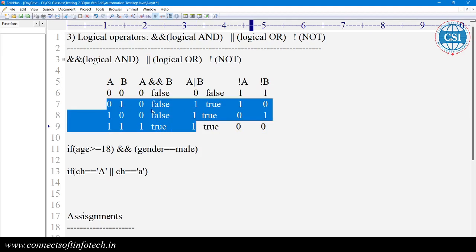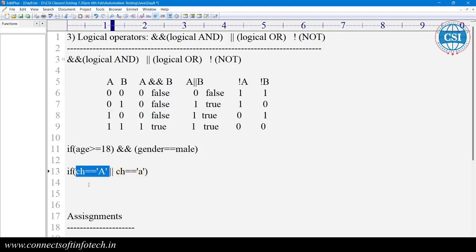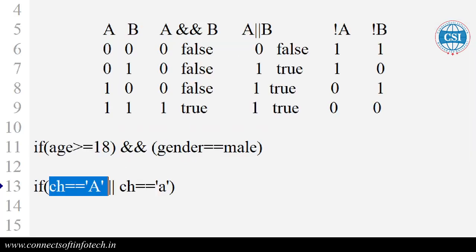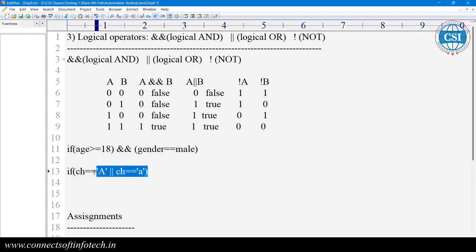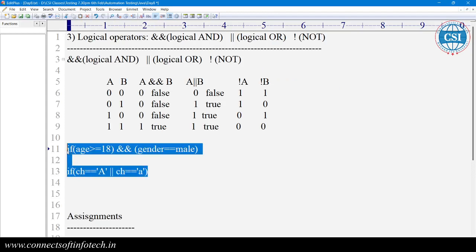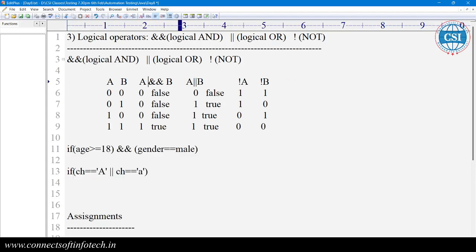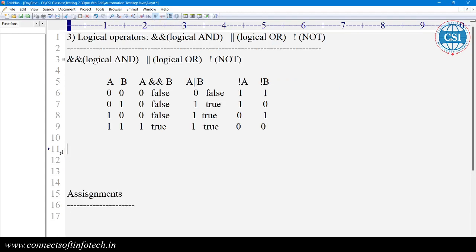See here, 0 1 is 1, and 1 1 is 1. If both conditions are true, then the output also becomes true, right? So if at least one condition is true, then this will be executed. With AND, we need all the conditions to be true. Right now, are you getting my point? How to check this one? Practically we will use this, don't worry, we'll start the program, then you can understand.